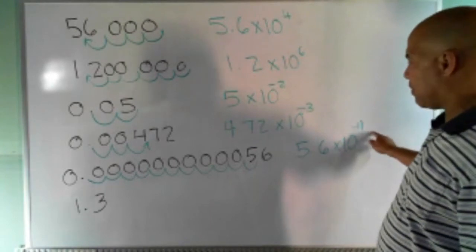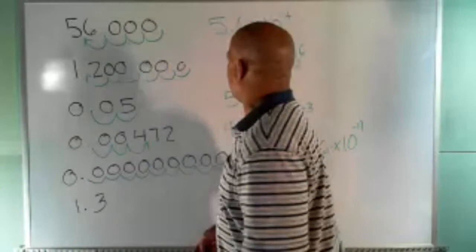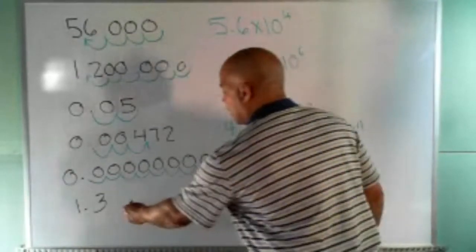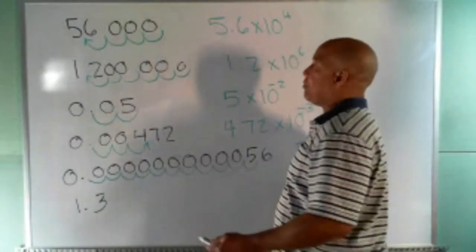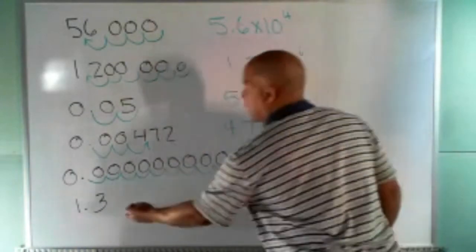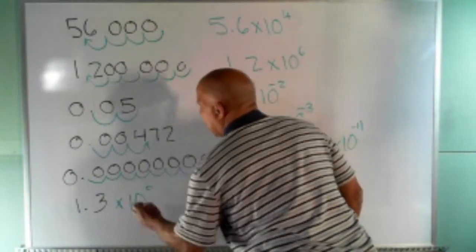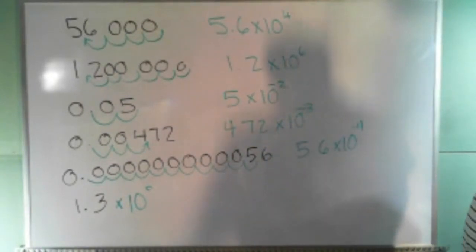That's what I got. Now, this one's kind of silly because it's already 1.3. You don't have to move the decimal at all, so you can really leave it like that. But if you want to put it in this form, you can say 1.3 times 10 to the 0. I don't move the decimal at all. That's a non-problem. That's just there to make you think.